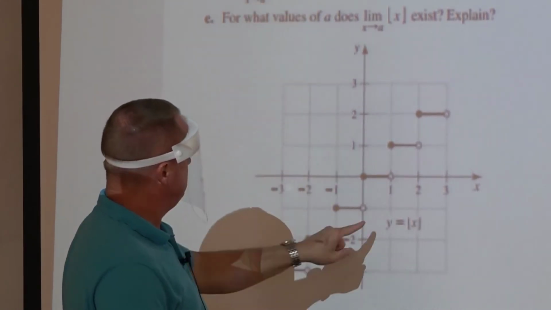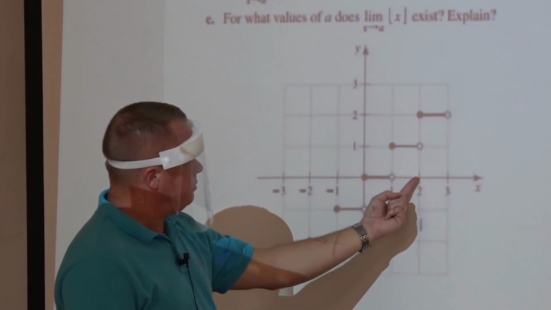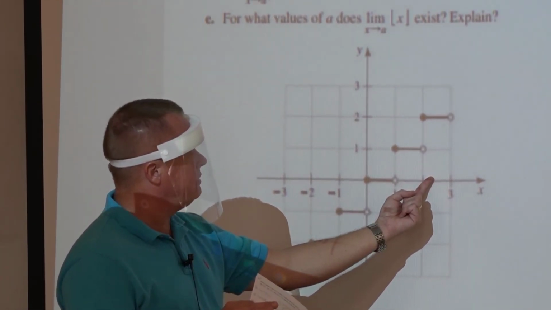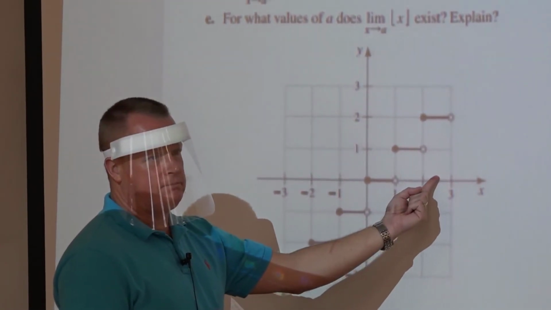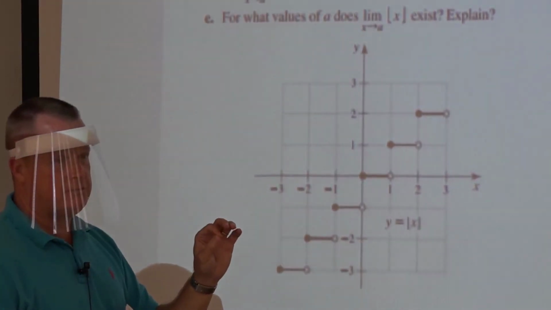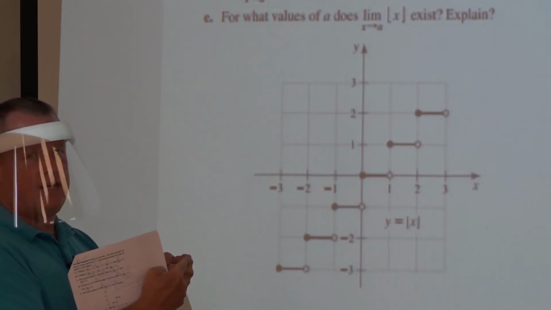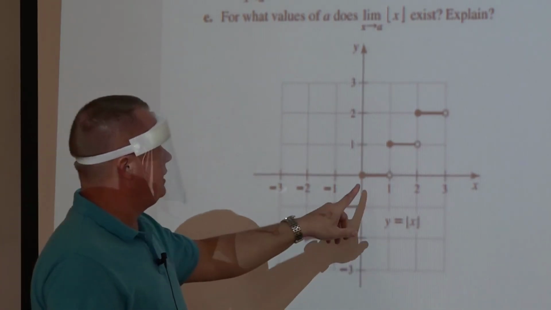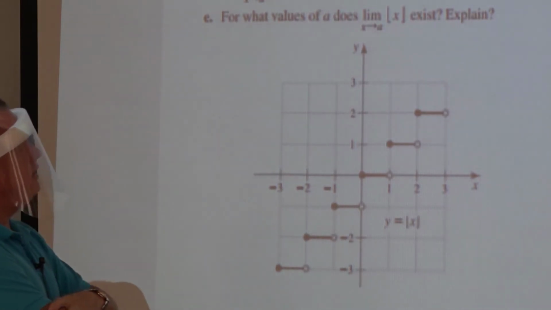2.3. So 2.3 would be somewhere in here, right? So as x approaches 2.3, what's the limit from the left? 2. What's the limit from the right? 2. So what is the limit as x approaches 2.3? 2. Since it approaches the same thing from both sides, the actual limit exists. But the limit will not exist at any integer. Questions about that?